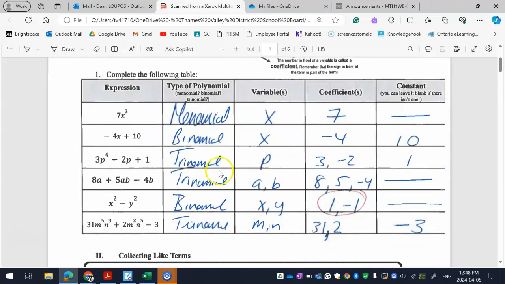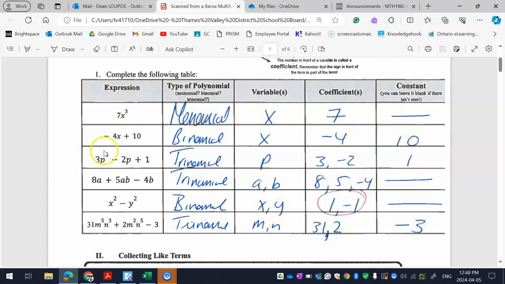What's a monomial, binomial, trinomial, all these things here. So number of terms, right? 1, 2, or 3. The variables will be any letter that you see. So note here we have X's, then we have P's. We have A and B. So if there is more than one variable, please either put a comma or a space or an and sign or something like that. So we have A and B here. We have X and Y in this example. We have M and N are the different letters here.